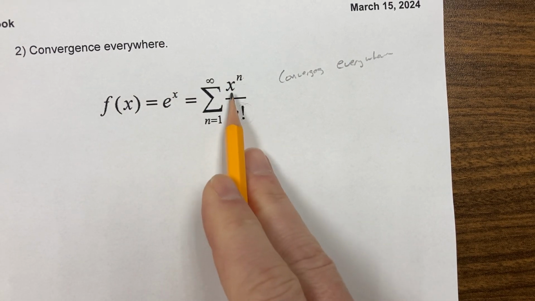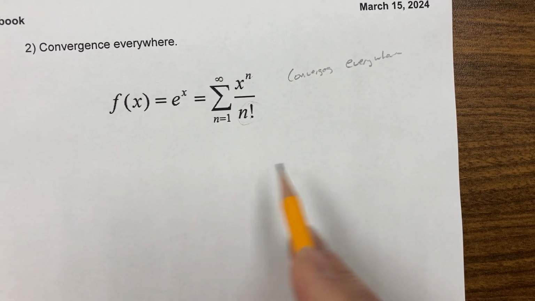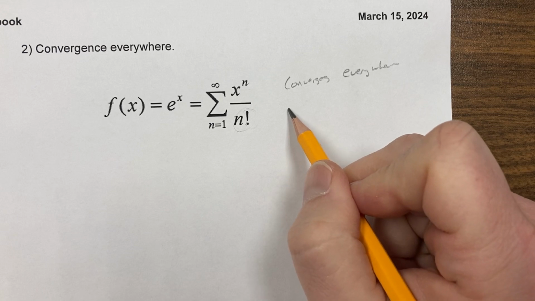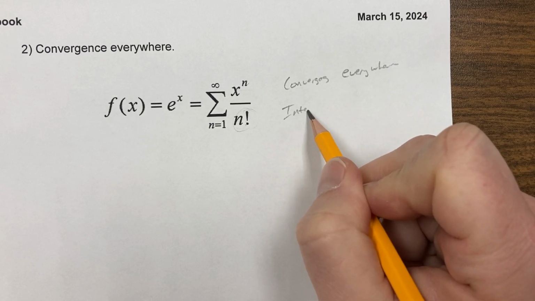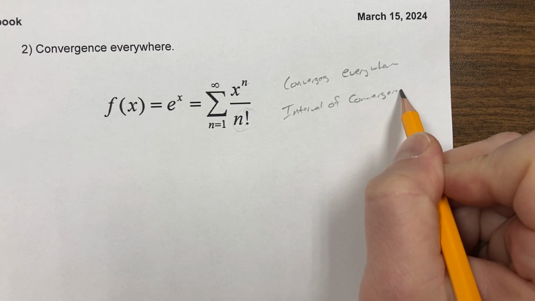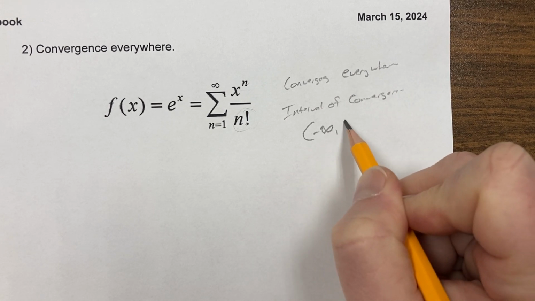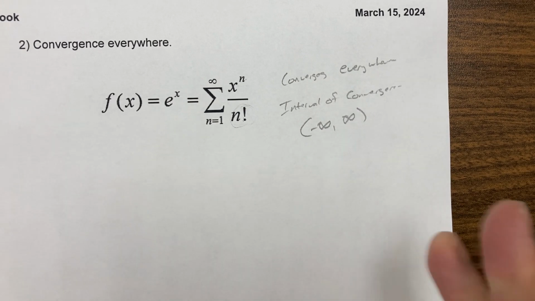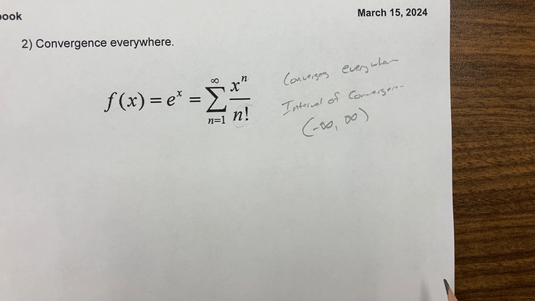This is going to converge. No matter what you put in for x, this will work out. So in a sense, if you said, what is your interval of convergence for this? We would say that interval of convergence is negative infinity to infinity. It's the entire spectrum of numbers.